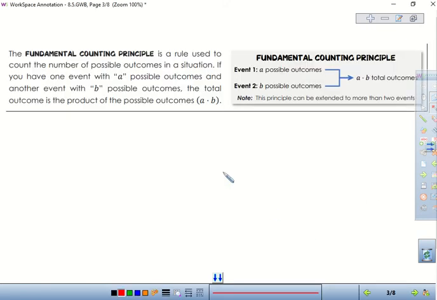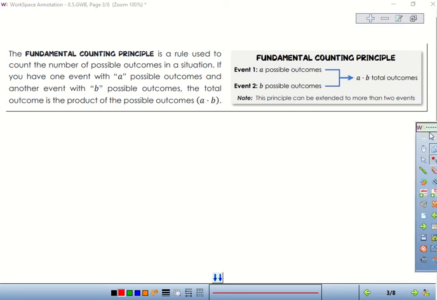So the fundamental counting principle is a rule used to count the number of possible outcomes in a situation. If you have one event with A possible outcomes and another event with B possible outcomes, the total outcome is the product of possible outcomes A times B. So the fundamental counting principle, we take the event 1 possible outcomes times the event 2 possible outcomes, and that product will give us the total number of outcomes. This principle can be extended to more than 2 events, so if you have 3 events or 4 events, you can also multiply those together as well.